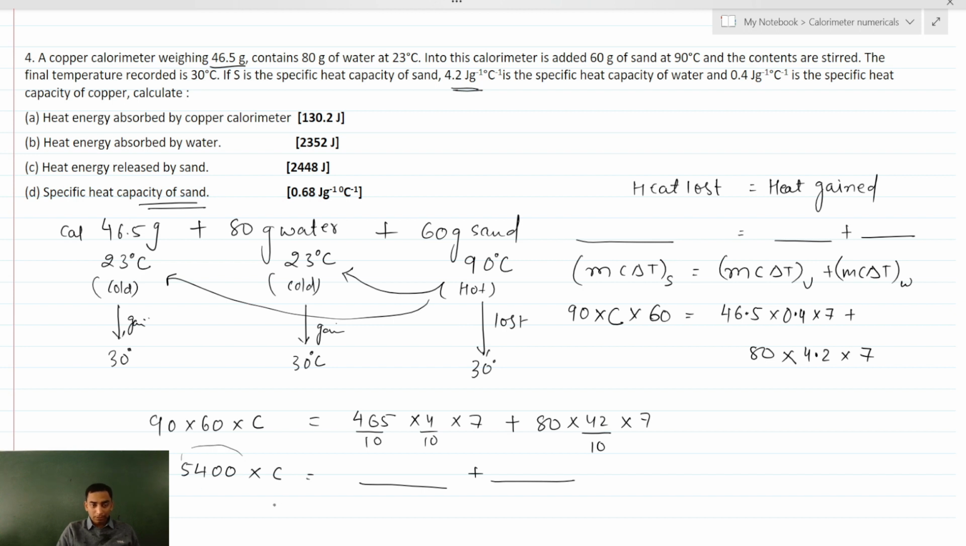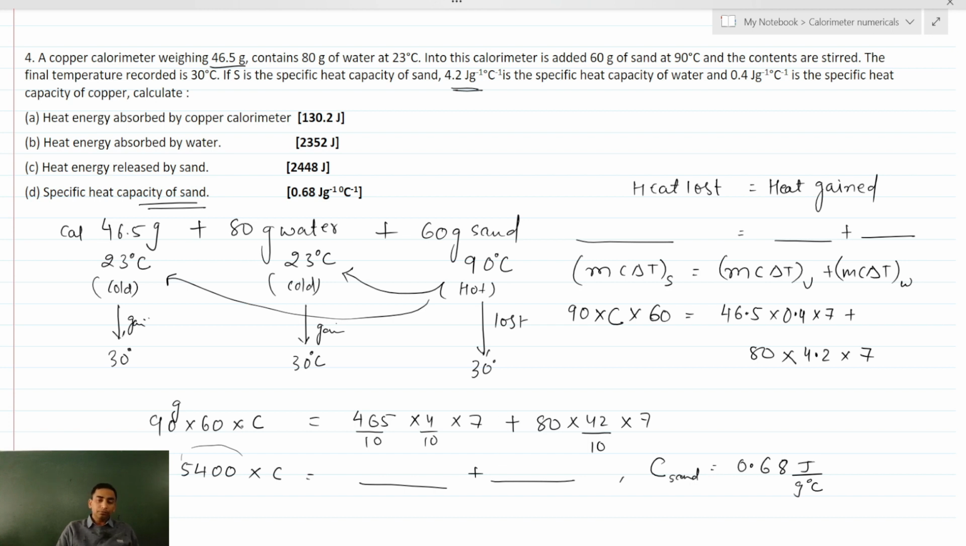Now this is in multiplication, that would go down in division, so you would be getting the specific heat capacity of the sand, but it would be in joule per gram per degree Celsius, because everything over here we have taken in grams, right? And so if you solve this, you will get your answer as 0.68 joule per gram per degree Celsius. I'm leaving this calculation on you. I think that this multiplication part you will be able to do it very well.